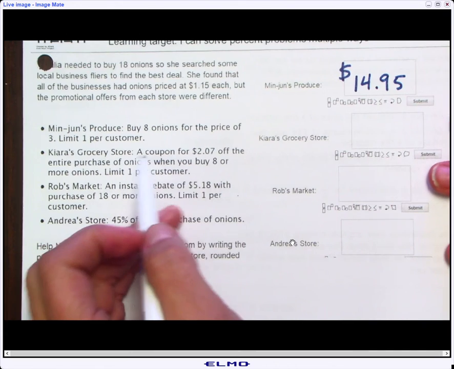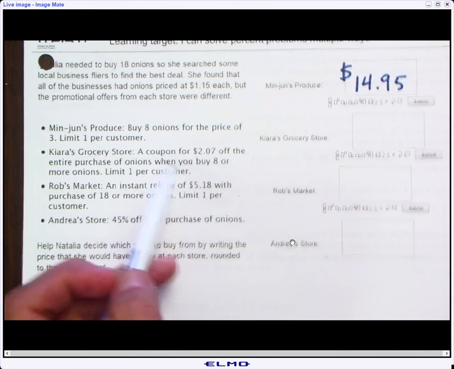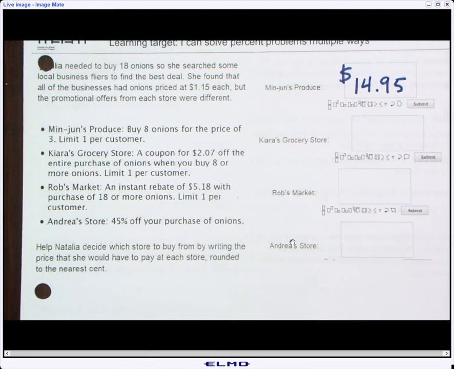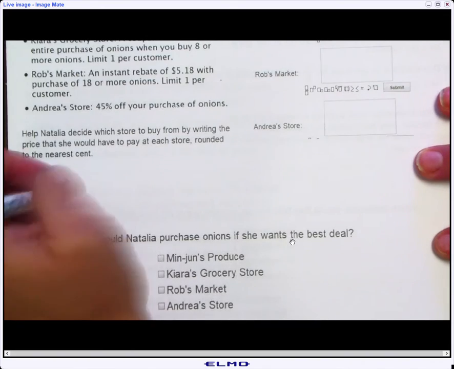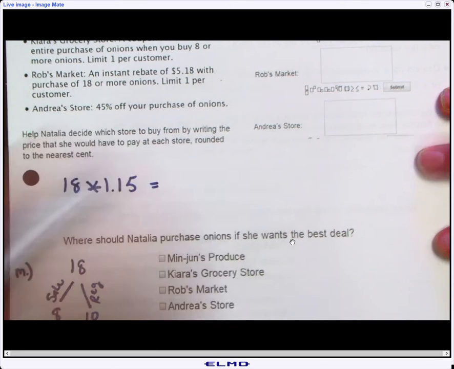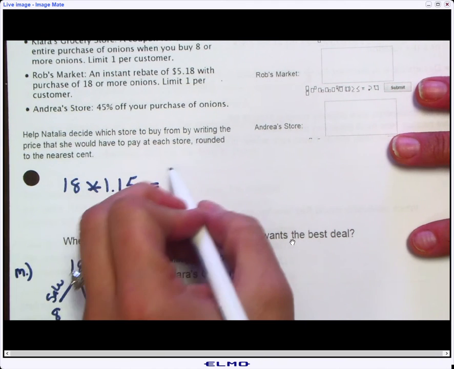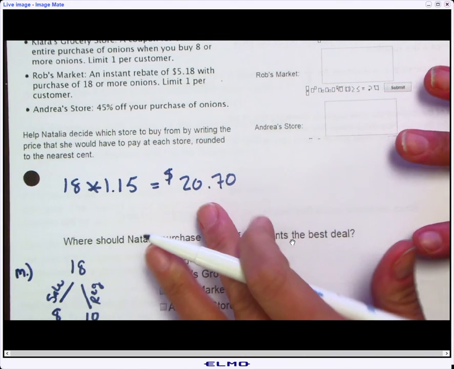This grocery store has a coupon for $2.07 off the entire purchase of onions when you buy 8 or more onions. We can use this coupon once. We're buying more than 8 onions, we're buying 18. So we should just take a minute right now, because we're going to need it for the other problems, to do 18 times $1.15 to figure out how much money 18 onions would cost. So when I multiply them together, I get 2070.